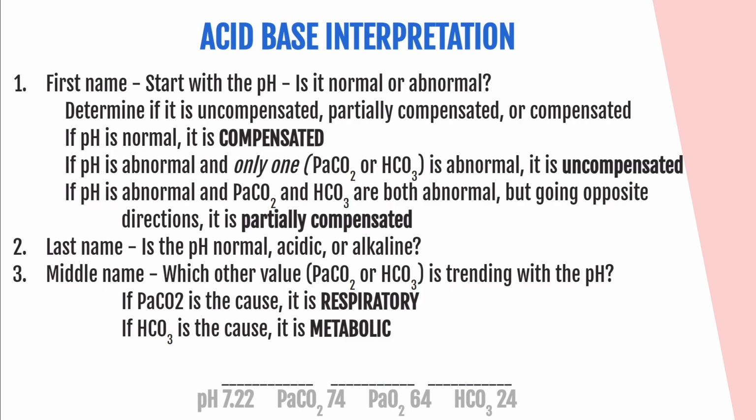And I know that there is a lot on this slide, but let's go through it together. I promise it's not as complicated as it looks. So remember, first name, middle name, and last name. We're going to start with the pH. And let's make this super easy for ourselves. We're going to ask ourselves, is it normal or is it abnormal? And if you have a normal pH, boom, you're done. Your first name is going to be compensated. If you have an abnormal pH, you are going to be uncompensated. And that is all that we need to fill in for the first name right now.